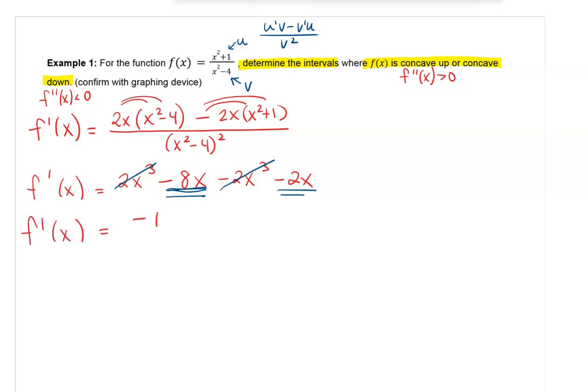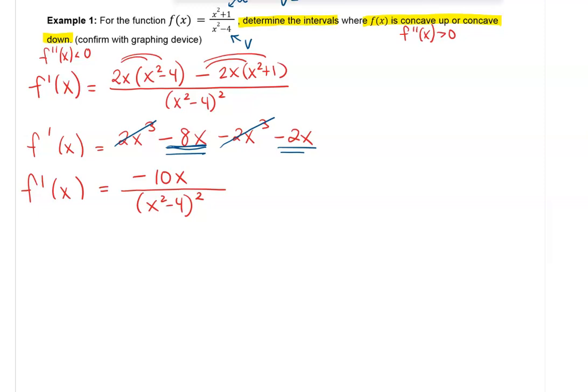So I end up with negative 10x, and then it's all being divided by (x squared minus 4) squared. So that's my first derivative, and I'm going to skip right past that because this isn't asking me for maximums or minimums. It's asking me for intervals of concavity. So for that, I'm just going to go straight to the second derivative.